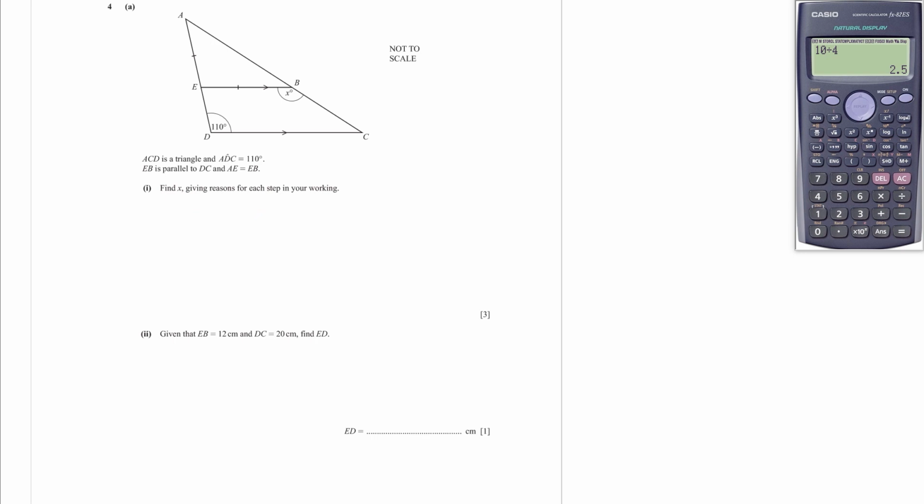So to find x here, we can first say that angle AEB is also 110 degrees because these are two corresponding angles, given that this line EB is parallel to this line DC. So angle AEB will also be 110 degrees because the reason is corresponding angles.